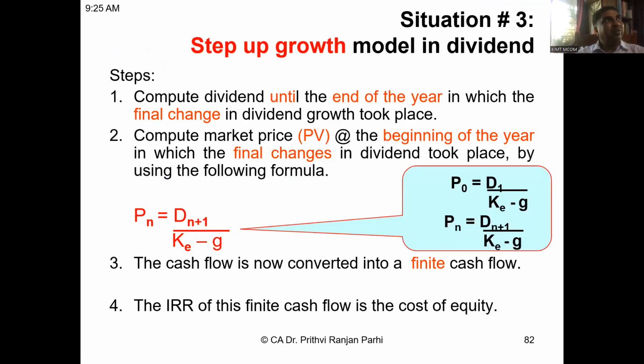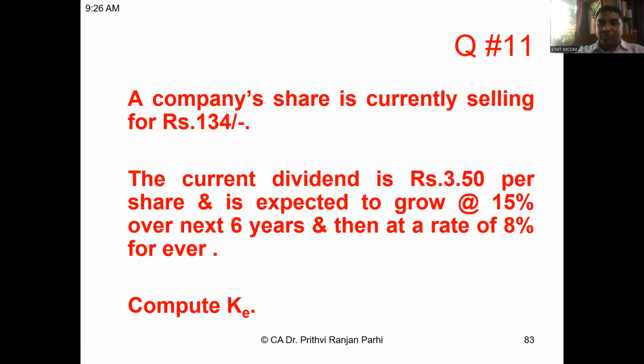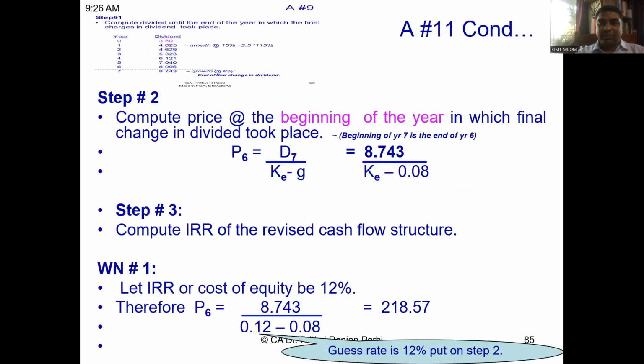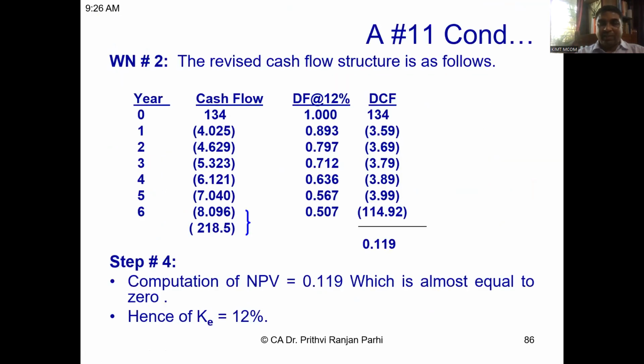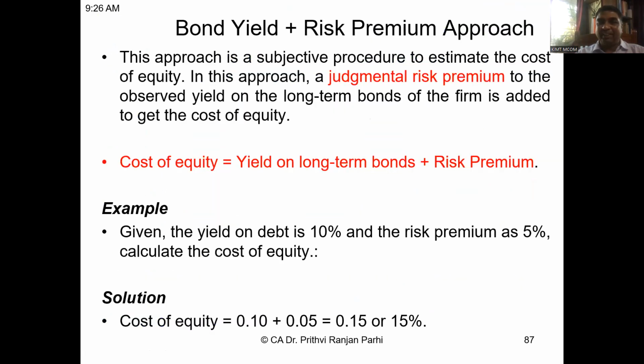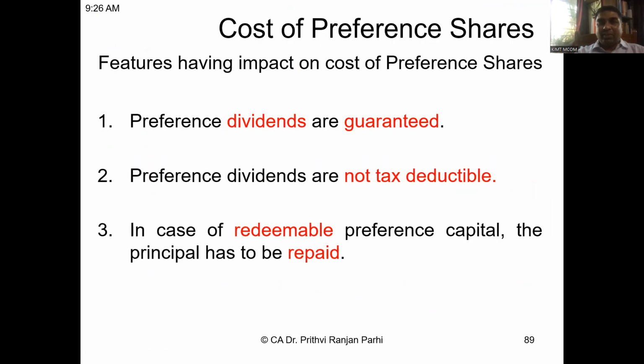Then we'll move to the next model, the step of growth. Not important for you, considering your level. So I'm skipping this question. Purposefully, I'm skipping this question. If you want, in some other recorded video of mine, this will be available. We'll be sending you the link. Now, what is important is to learn the next concept, that is how to compute the cost of preference share.